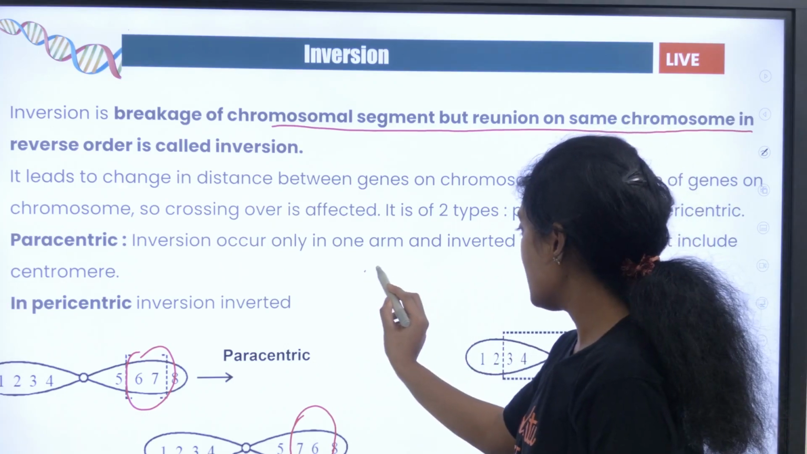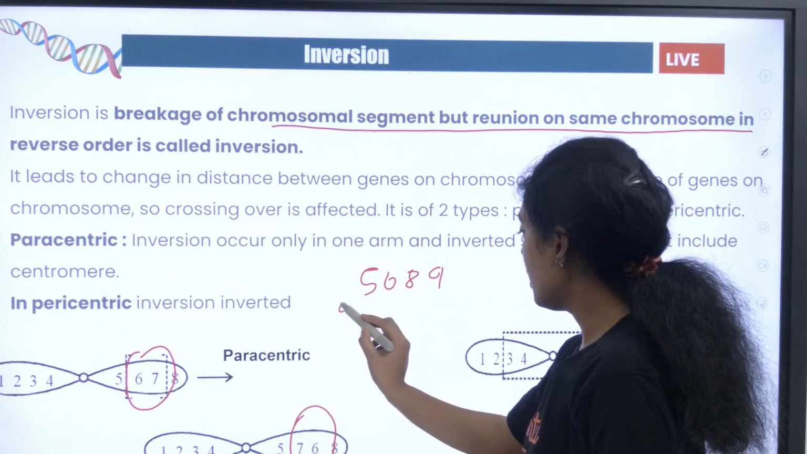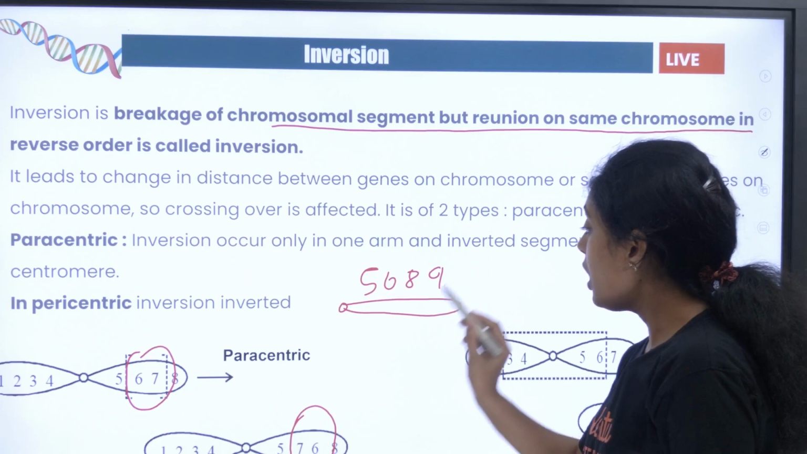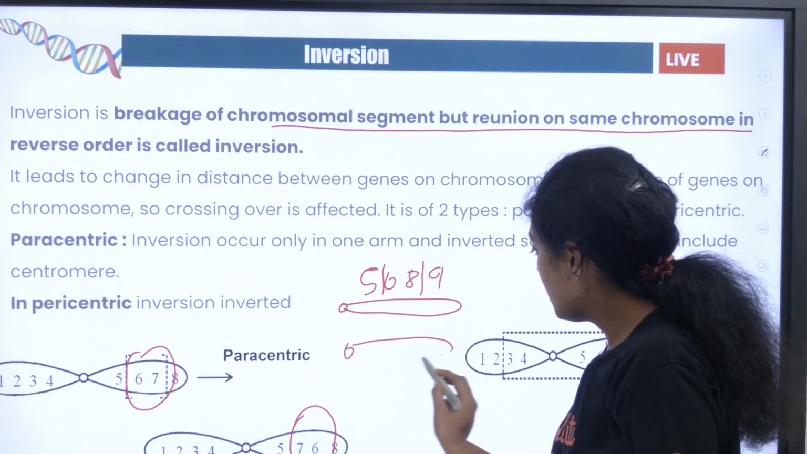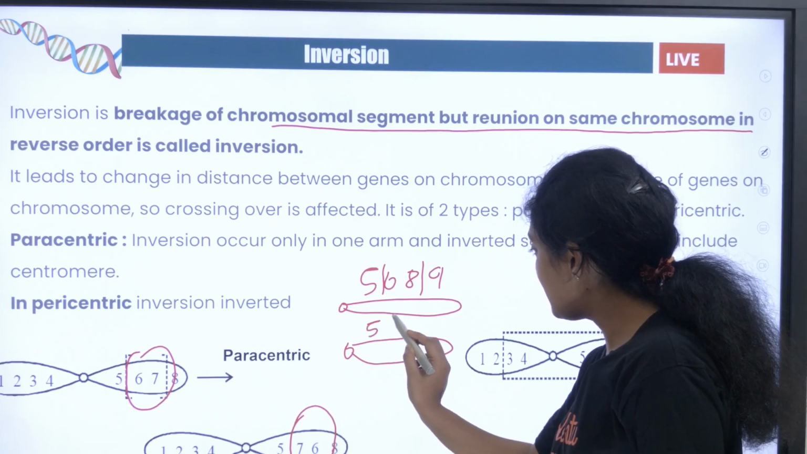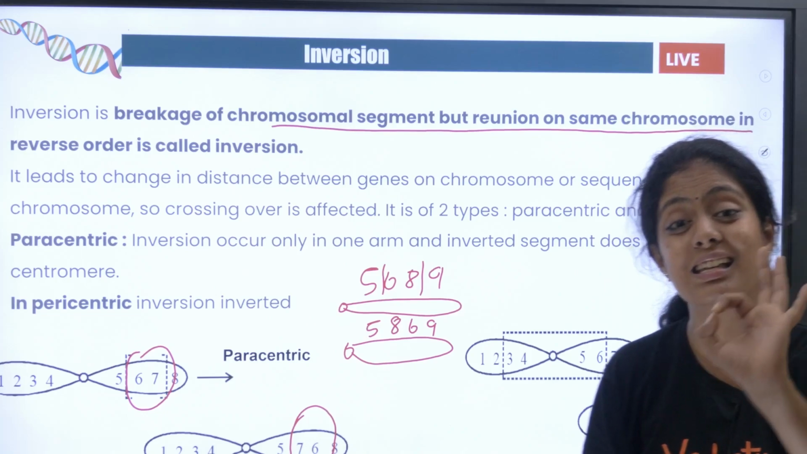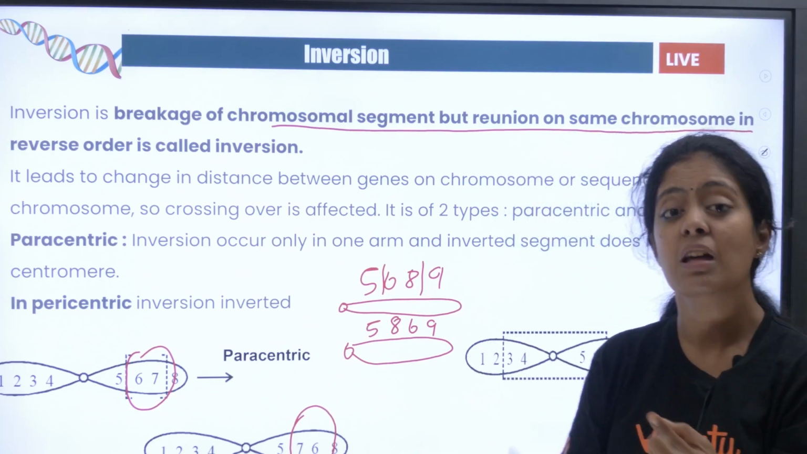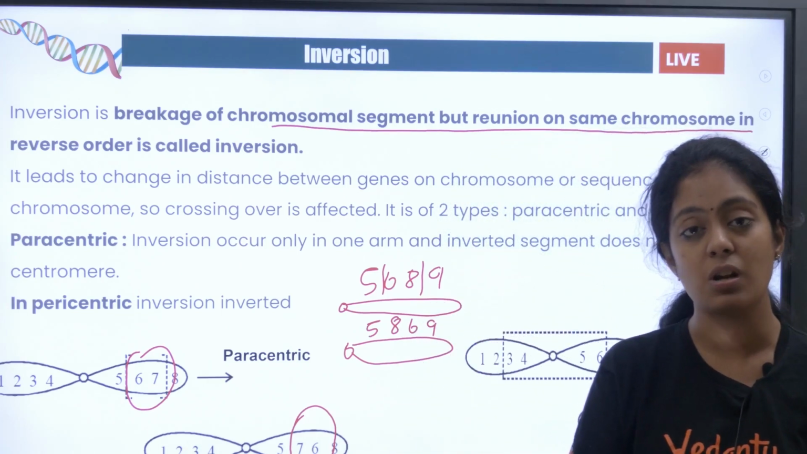Now suppose it is 5, 6, 8, 9, just some random numbers I have written. Now what is happening? If this part is removed and then inserted in the opposite direction, that is what we call inversion. In inversion there are two types: paracentric inversion and pericentric inversion.